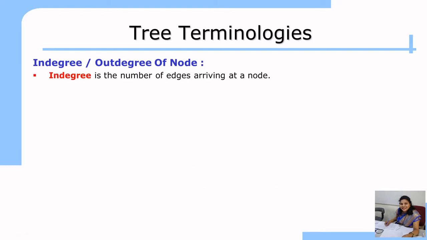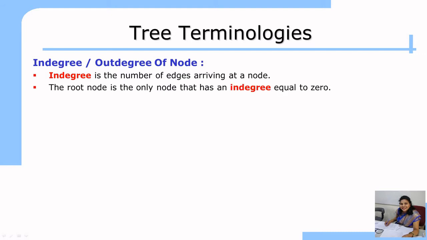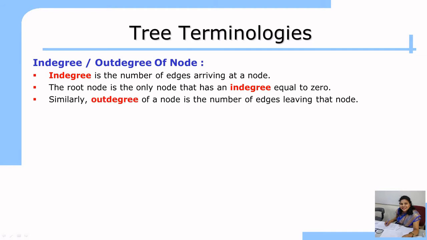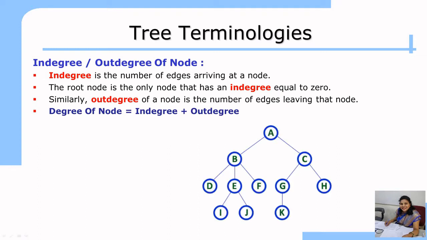In degree and out degree of the node. In degree is the number of edges arriving at the node, meaning incoming edges. The root node is the only node that has an in degree equal to 0. Similarly, out degree of the node is the number of edges leaving that node, meaning outgoing edges. The degree of any node is the in degree plus out degree.